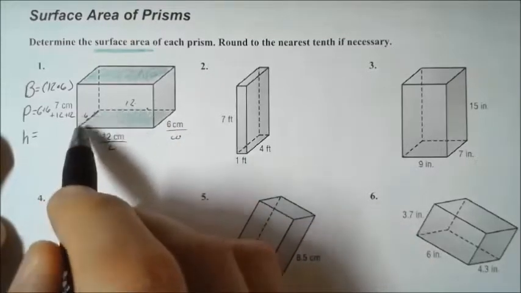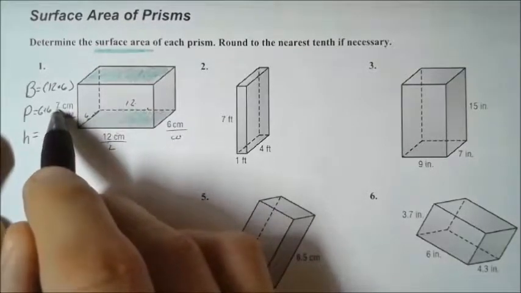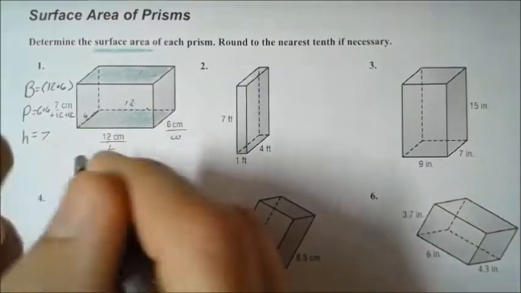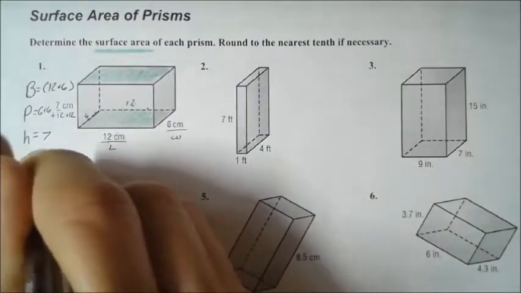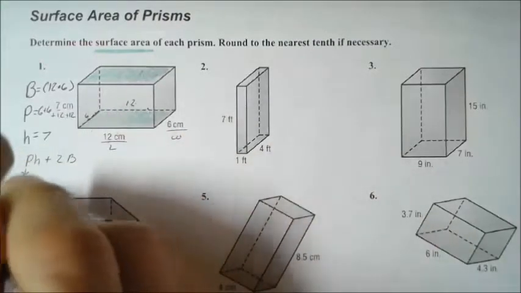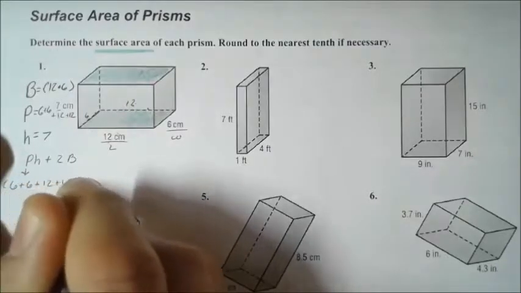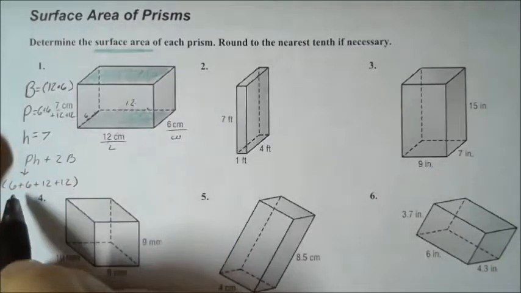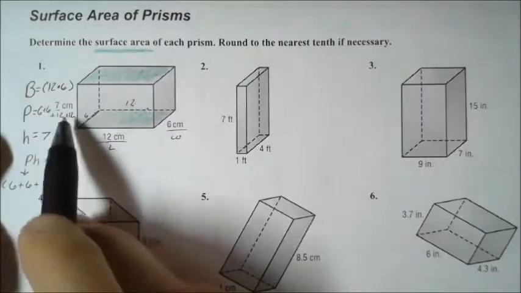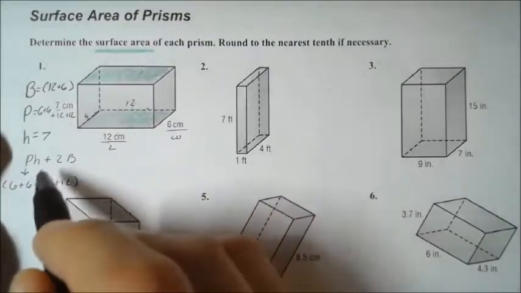Then we need our height. That's the distance up and down between the 2 bases, and notice that right here is 7. So the height is 7. So let's plug all these in. We're going to use our formula pH plus 2b. My perimeter is 6 plus 6 plus 12 plus 12. You can add all those up separately if you want to, but I figure if I'm going to add them anyway, I'll just write it out and add it when I put it in the calculator. So that's my P.